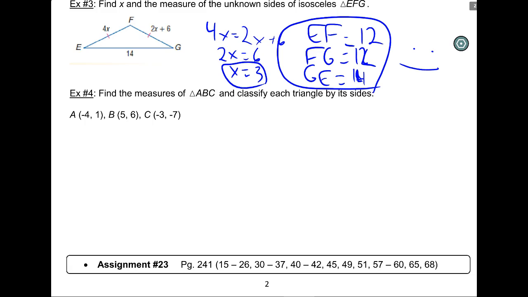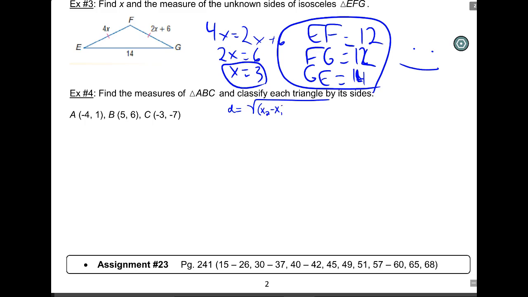Now, I don't have to actually graph this. If you wanted to, you could. But what I want to do is find the distance. Let's review. What is that formula? x2 minus x1 squared plus y2 minus y1 squared. Good. So I want to find AB, the length of that segment. And then we'll find BC, and then we'll find AC. So AB, we get 5 minus -4 squared plus 6 minus 1 squared.